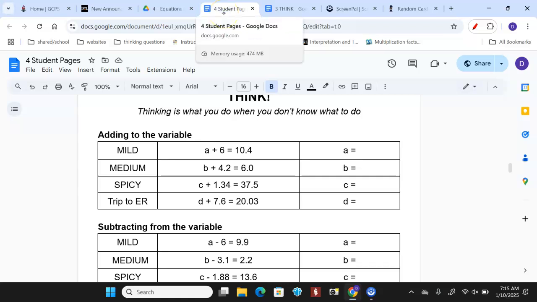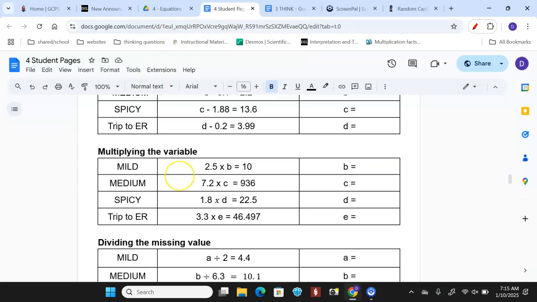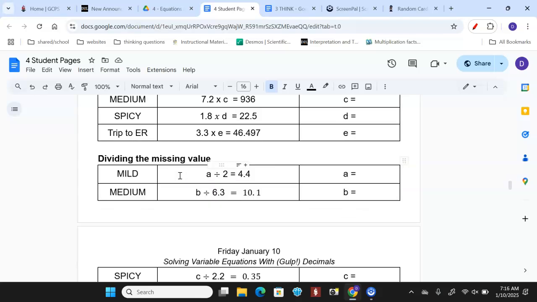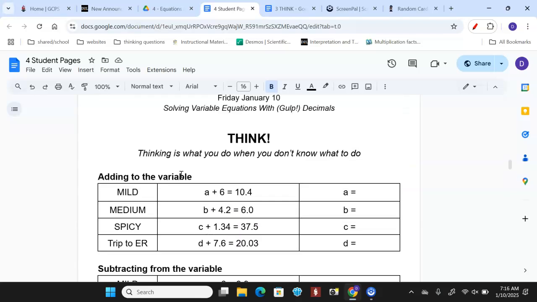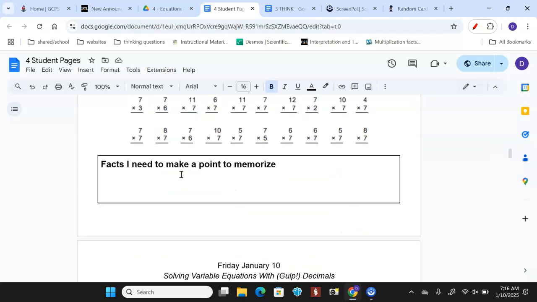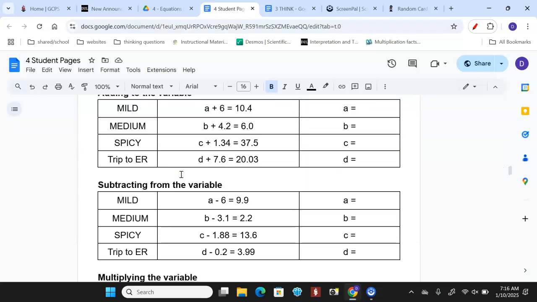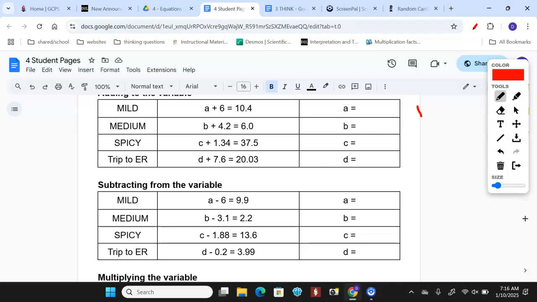So today's thinking task all has decimals in them. There's adding to the variable, there's subtracting from the variable, there's multiplying with the variable, and there's dividing with the variable. That is in your stuff, you'll find it after the multiplication tables. And I want you to take some chances here today to see if you can figure out how to do these problems when they have decimals in them. I think you will find, using the same strategy from yesterday, that inverse operation strategy, will work for you quite well.